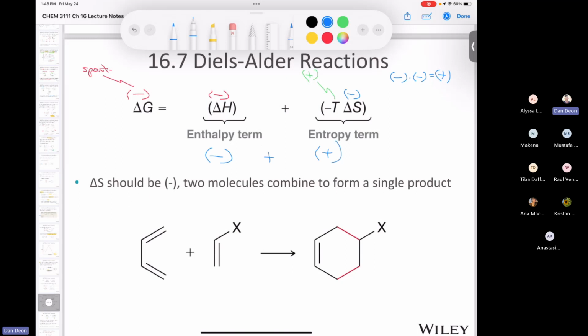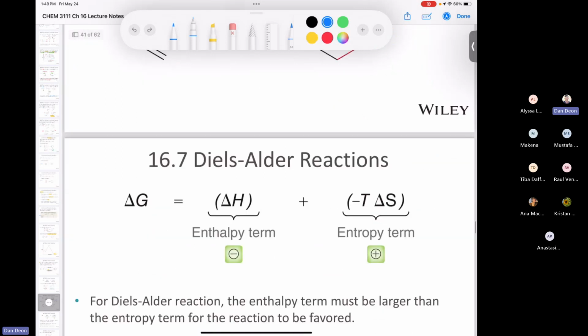So when is delta G going to be a negative number? It's going to be a negative number when this positive number is small. And this positive number is going to be small, so we'll write here small at low temperature, but it's going to be large at high temperature. So if you jack up the temperature too high, it makes that number too positive, and then it's going to dominate over the negative term, and then you get a positive delta G. So that's why the retro Diels-Alder happens when you jack the temperature up too high.